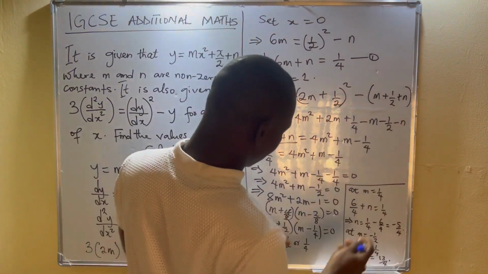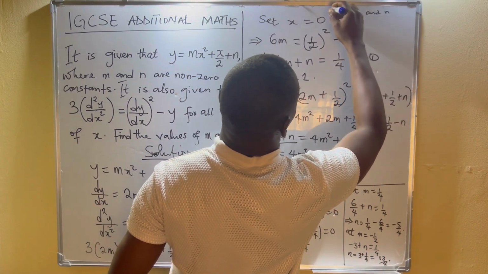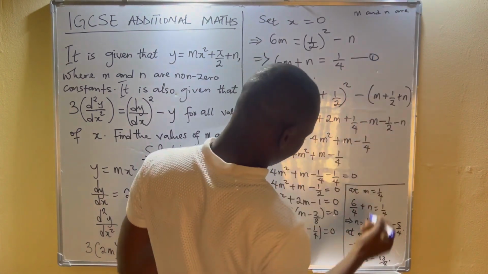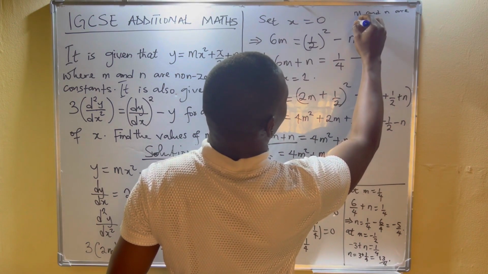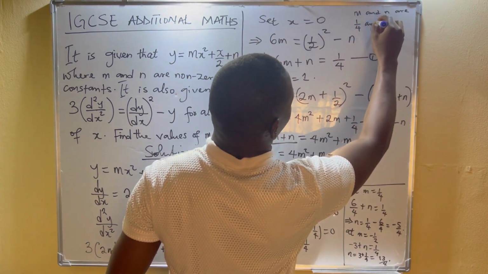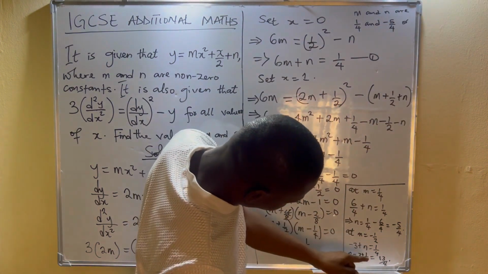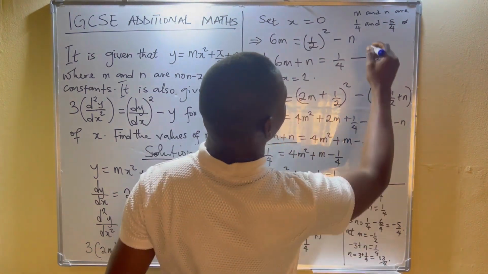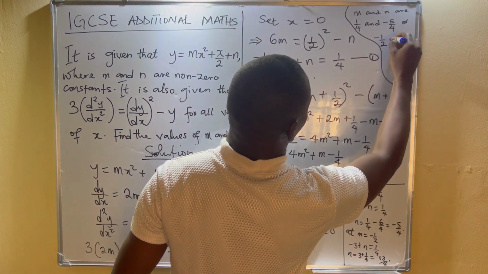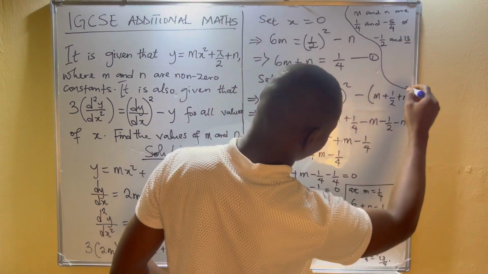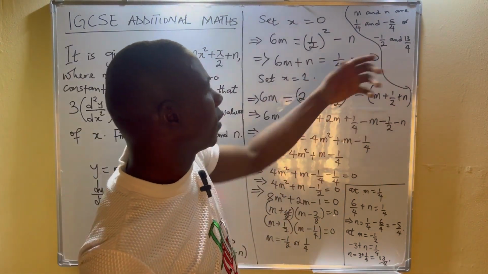So in conclusion, the values of m and n are 1 over 4 and minus 5 over 4, or minus 1 over 2 and 13 over 4. So these are the two values of m and n.